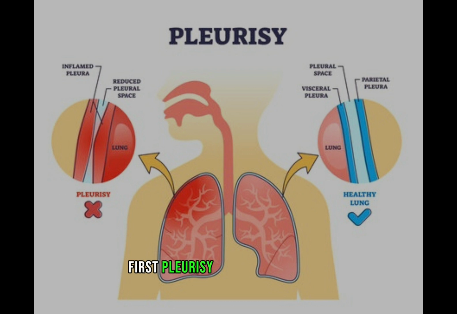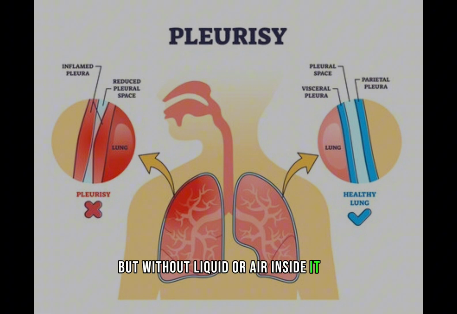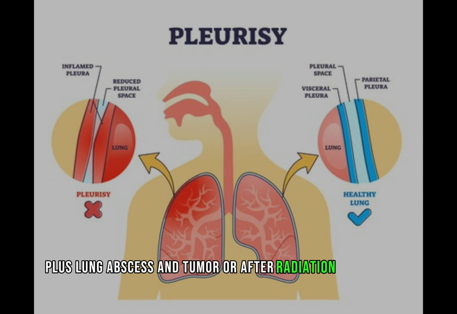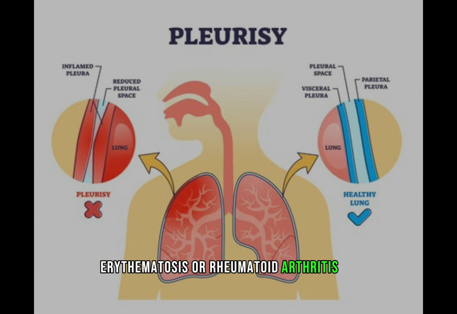First, pleurisy, or dry pleurisy, because it is inflammation of both layers of pleura, but without liquid or air inside it. The cause is often infection of lungs, such as bronchiectasis or pneumonia, or secondary to them, plus lung abscess and tumor, or after radiation exposure, or secondary to systemic lupus erythematosus or rheumatoid arthritis.